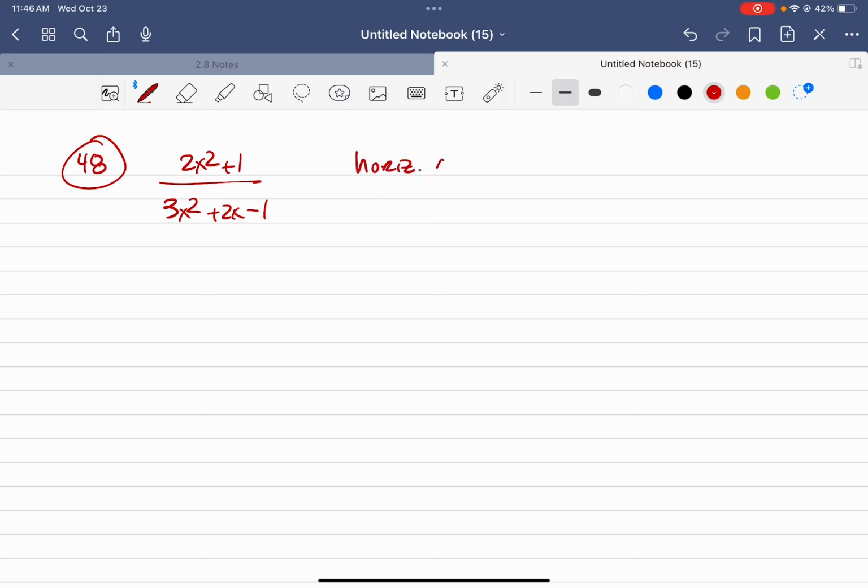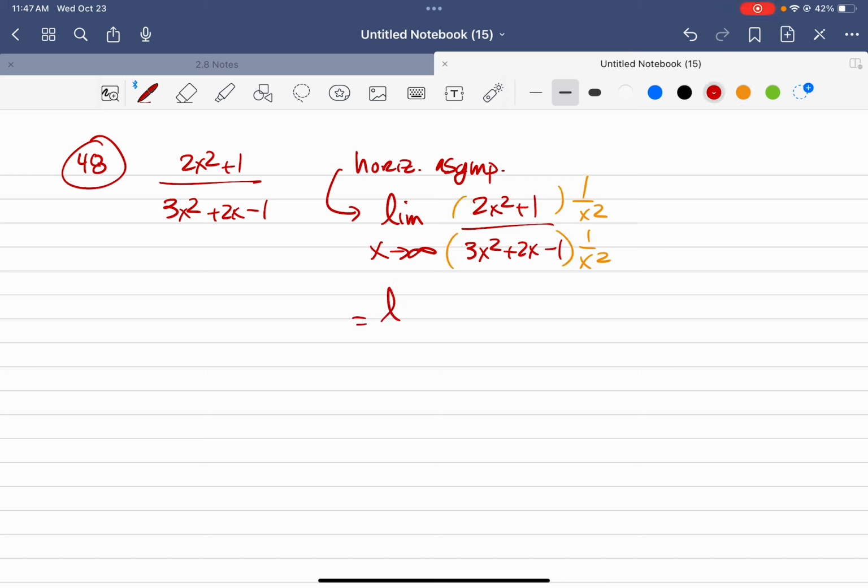For the horizontal asymptotes, we're just going to check the limit as x goes out to positive and negative infinity. As we go out to positive infinity, we multiply by 1 over the highest power. That gives us the limit as x goes to infinity of (2 plus 1 over x squared) over (3 plus 2 over x minus 1 over x squared). Now if we let x go to infinity, these terms go to 0, and you're just left with 2/3.